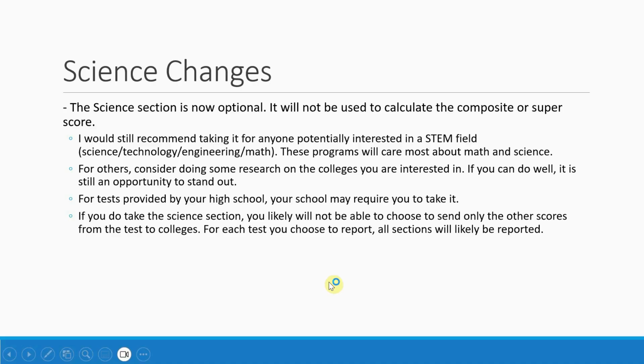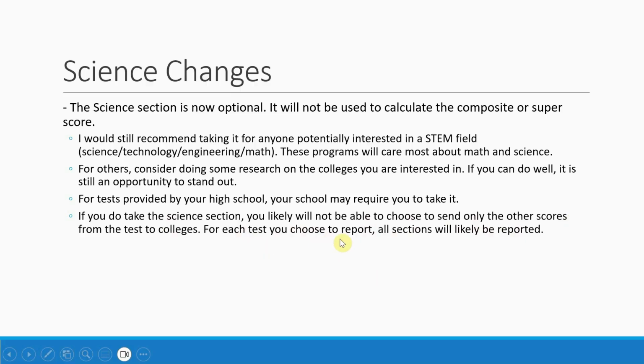And if you do take the science section, you're not going to be able to choose to send only the other scores. So let's say you take the science, which is optional, and decide, hey, I did really poorly on that science. I just want to send college my English, my math, and my reading. Most likely you can't do that. It's probably going to work just like the writing section always has, which has always been optional, which is if you choose to take any part of a test, then you send that entire test.